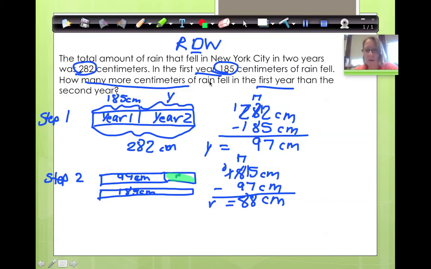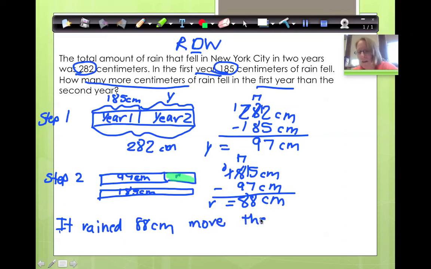How many more centimeters of rain fell the first year? So we will say 88 centimeters more. No, that doesn't sound right. Try again. It rained. Let's start with that. It rained 88 centimeters more the first year than the second year.